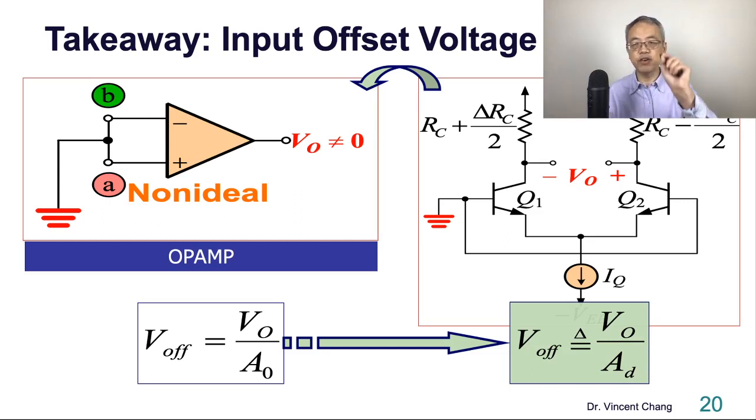And then we're going to move on to solve the input offset voltage of the BJT differential amplifier with different kinds of mismatch conditions in the next lecture video.